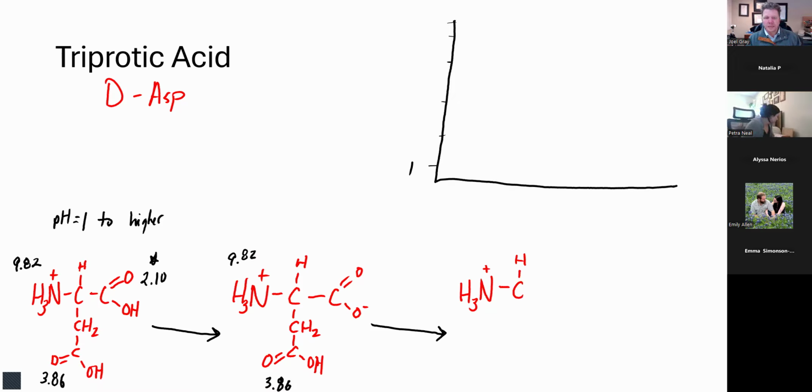So my N termini has yet to change. My C termini has remained the same between my second model of it and the third. Got CH2, and now I've deprotonated my R group. Okay. Could you give me 5 in the chat if you follow this? Okay.